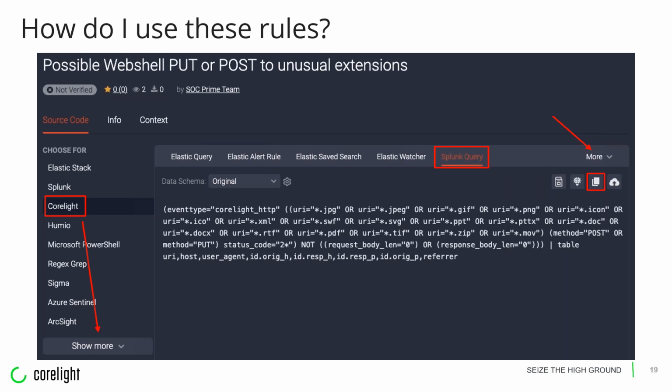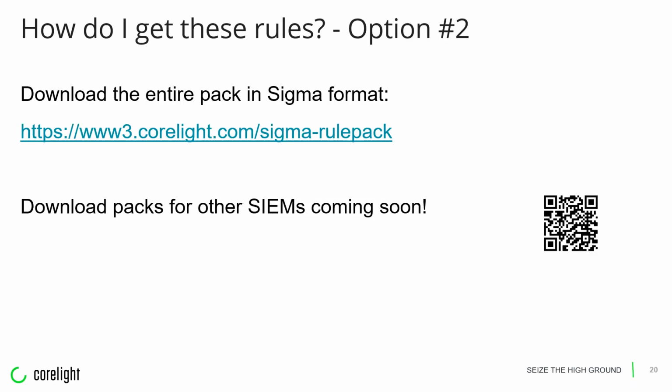The last thing to do is just to click that Copy to Clipboard button. It's the 2 overlapping rectangles. I have that highlighted there in red as well off to the right. And that will drop it on your clipboard. Then you can go to your SIEM, paste it in, and execute the query to get going.